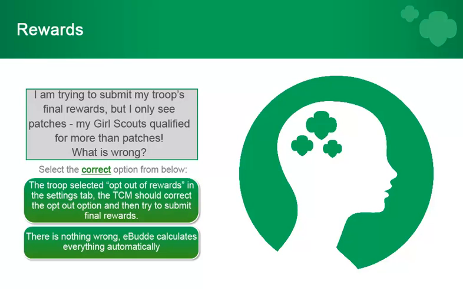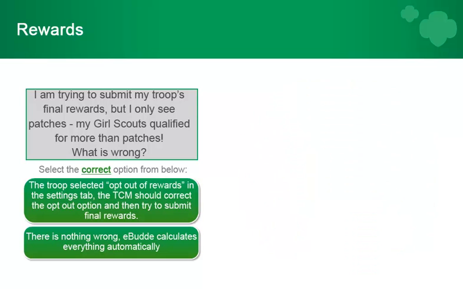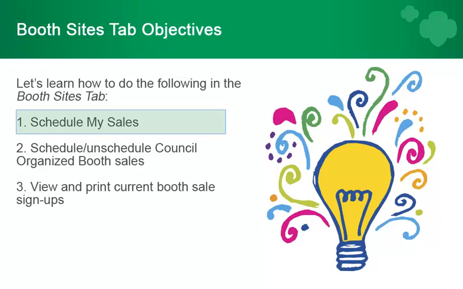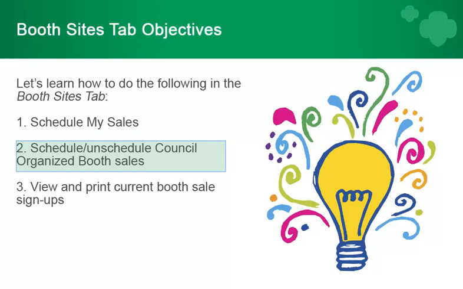A TCM is trying to submit her troop's final rewards, but she's only seeing patches. She knows that her girls did qualify for more than patches. What's going on?